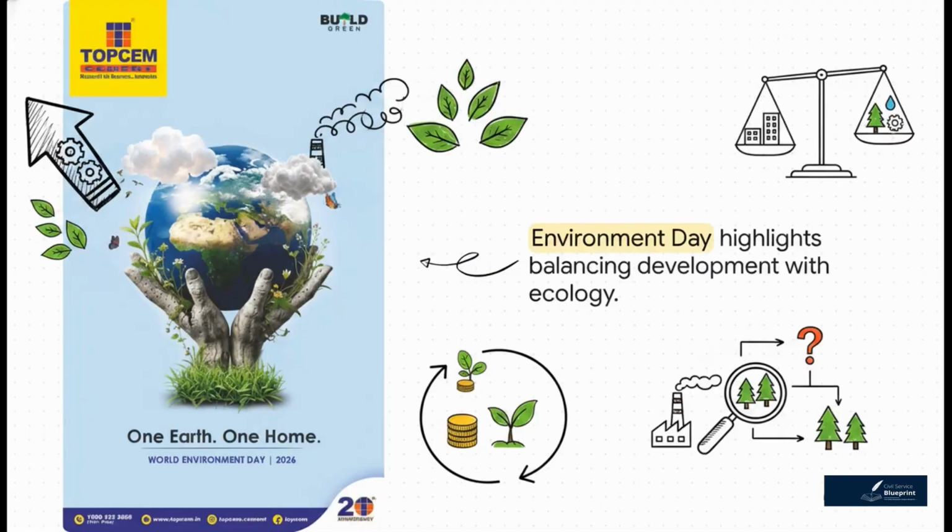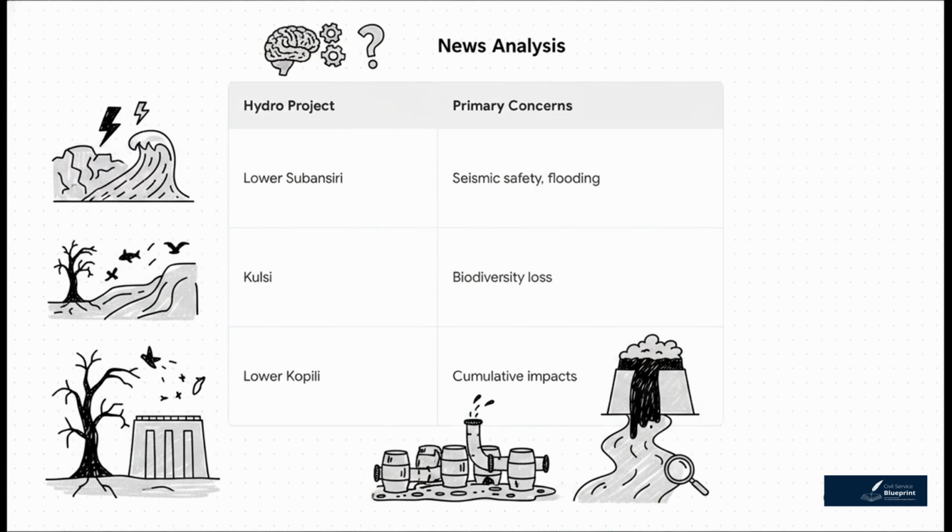But, and there's always a but in GS Paper 3. We cannot look at the economy in a vacuum. As a really sharp editorial pointed out today, marking World Environment Day, this rapid economic push has to be weighed neutrally against some pretty glaring gaps in our environmental impact assessments, or EIAs. The editorial broke it down perfectly using these specific hydroelectric projects.